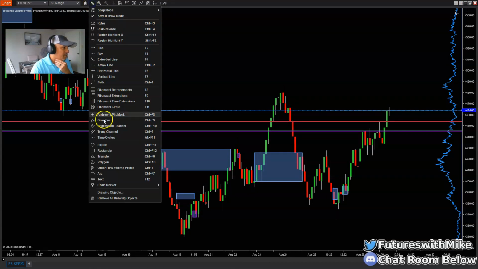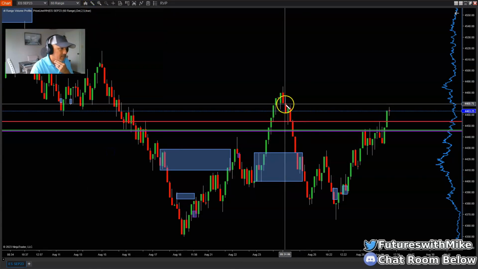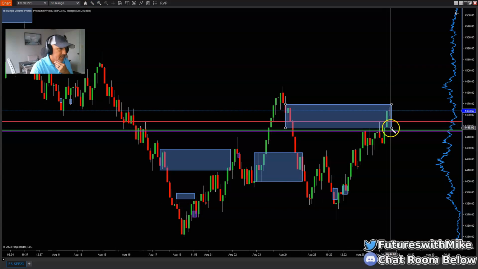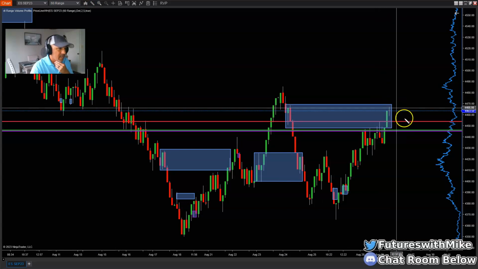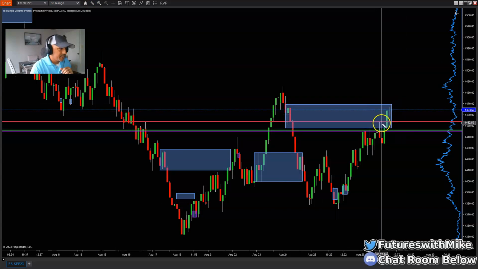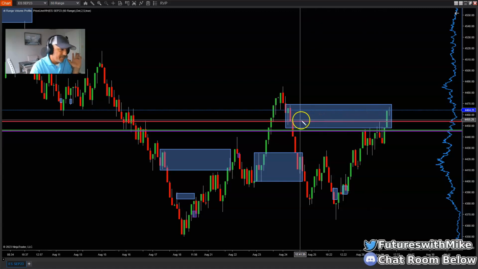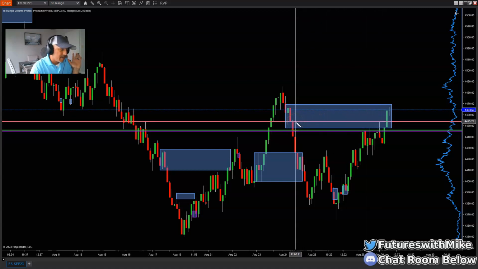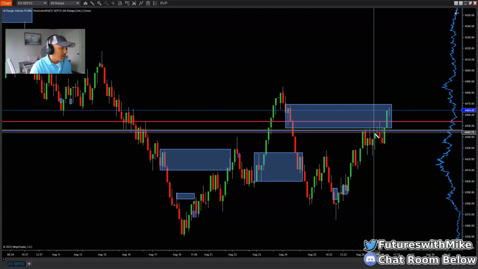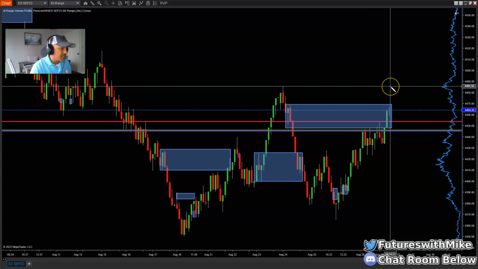If you can't see it, I'll draw it for you right quick. Rectangle. You see this? We haven't broken through it yet. So price could still possibly reject it, but it did come up here and fill that imbalance back at the zone right here. So it could be a possibility where the market just wants to continue pushing higher now.